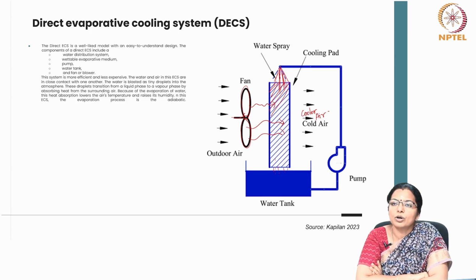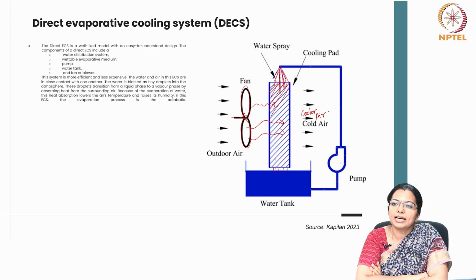The water absorbs the sensible heat of the supply air, lowering the air temperature. The humidity of the air rises when water evaporates in the air stream. The ECS produces a considerable cooling effect, yet it consumes relatively little electricity as compared to a normal refrigeration system or an air conditioning system. This form of ECS is appropriate for both dry and hot areas.